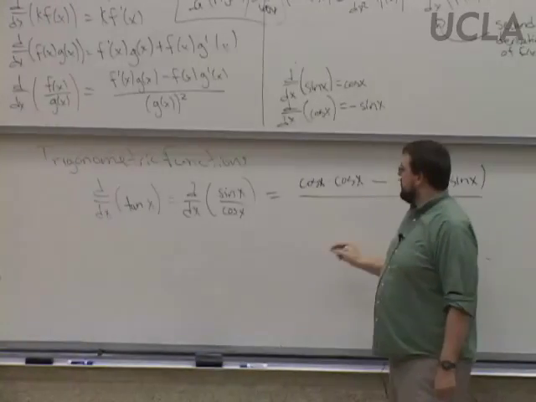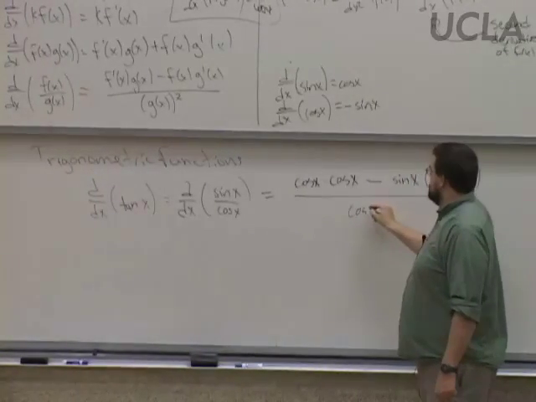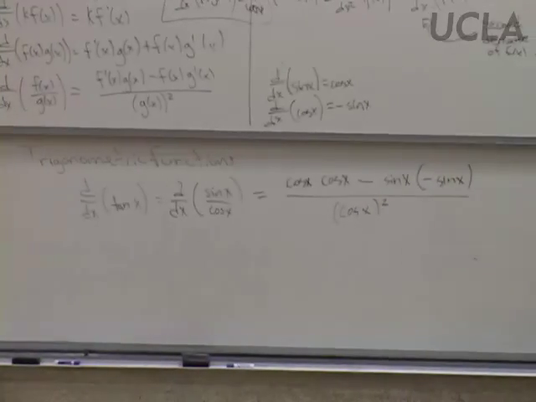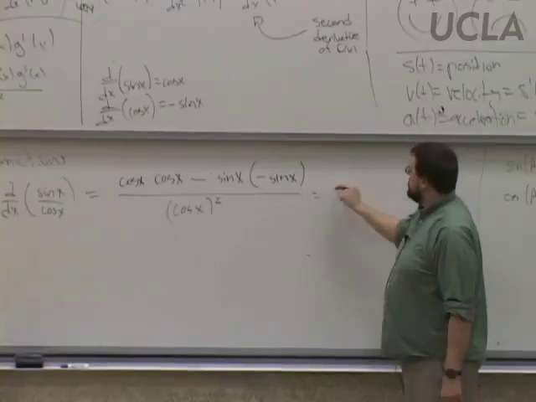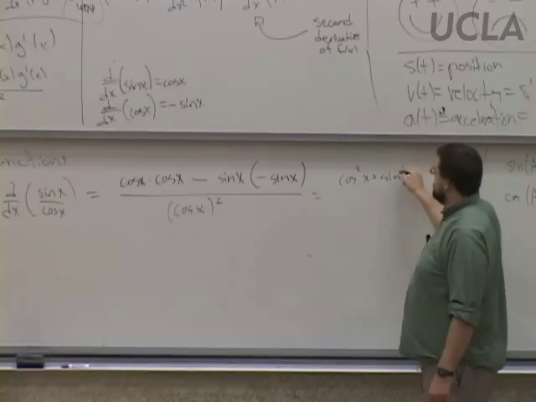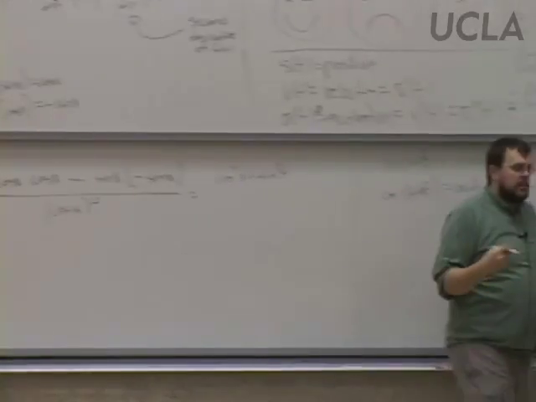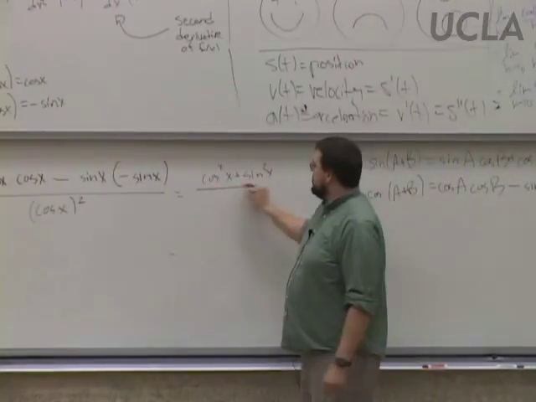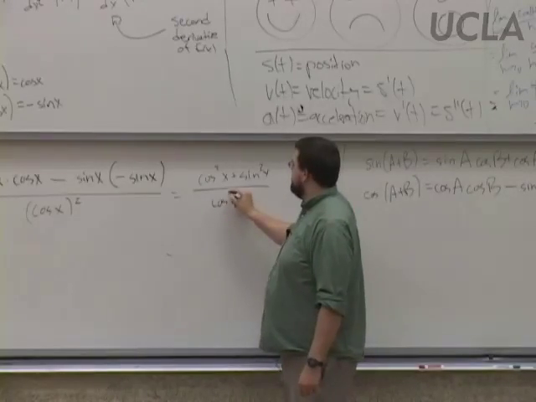Divided that by the bottom function squared. Now notice what happens on the top. You get cosine squared x plus sine squared x, because minus sine times a minus sine is a plus sine squared. Over in the bottom, you get cosine squared.